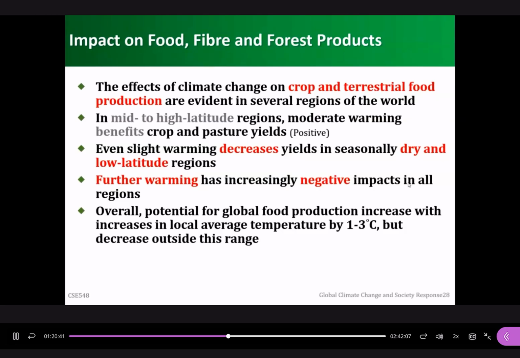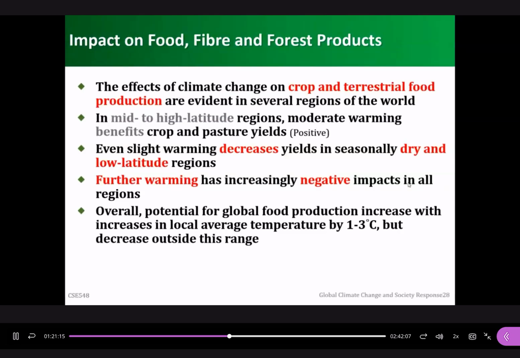So far, we already have some evidence to show that climate change is already affecting our crop and terrestrial food production. In middle to high latitude regions, moderate warming can benefit the crop and the pastoral yield. This is for some cold regions, where the temperature increase can increase the production of the crops. A little bit of positive effect here.